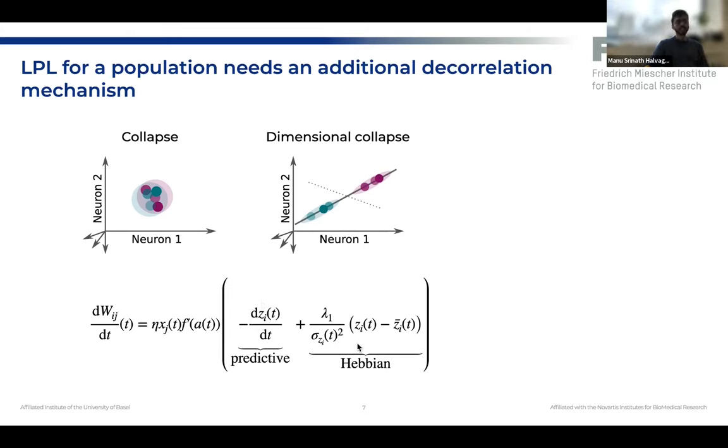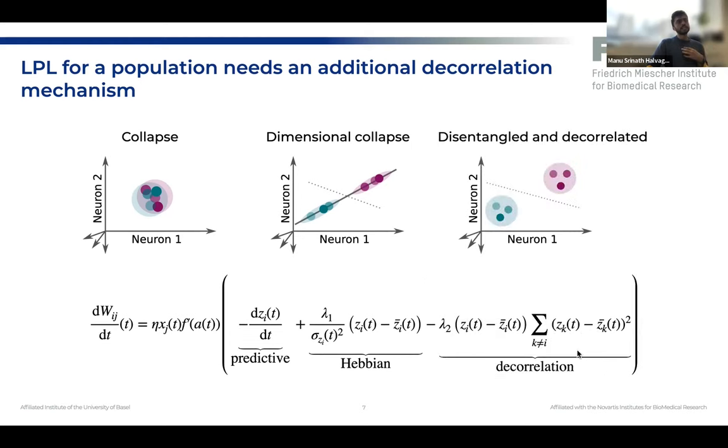This is completely fine for a single neuron, but when we have multiple neurons, there can be a different kind of collapse called dimensional collapse, where each neuron isn't really collapsed to zero activity, but they essentially learn the same feature. They have completely correlated activities. This is not collapse per se, but it's losing a lot of the representational capacity of the population, especially when we have multiple neurons in the population and multiple populations that are hierarchically connected.